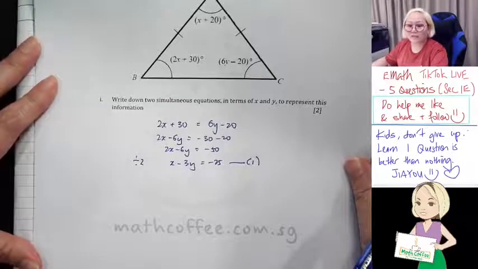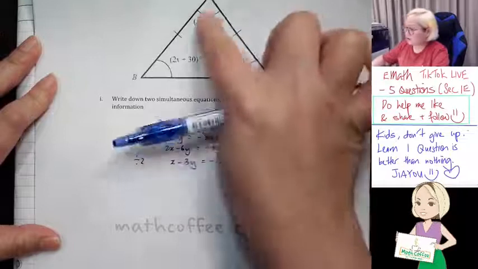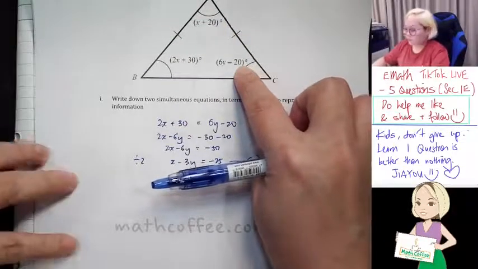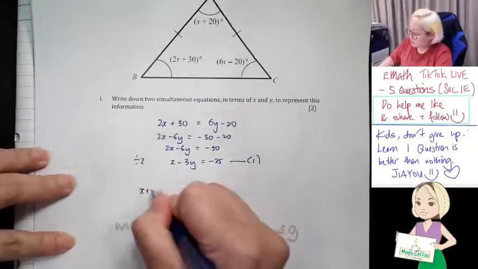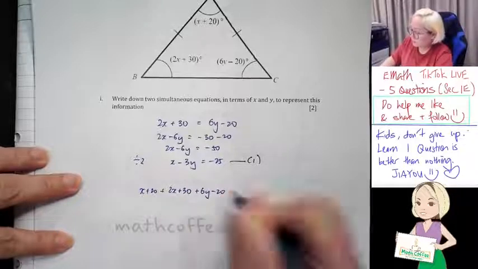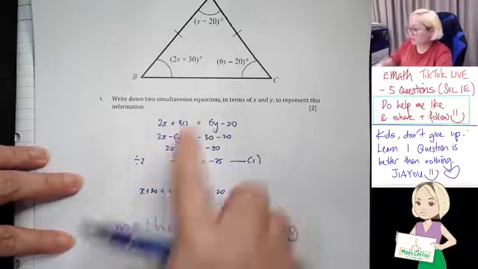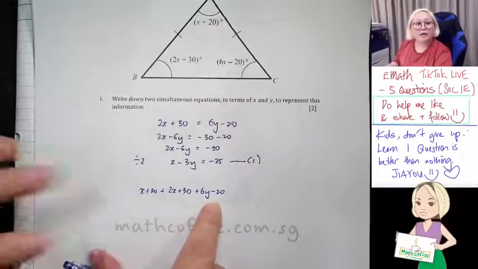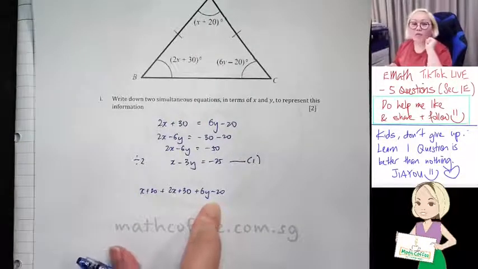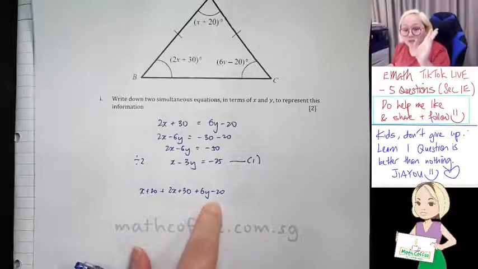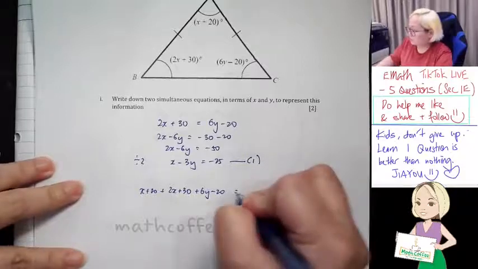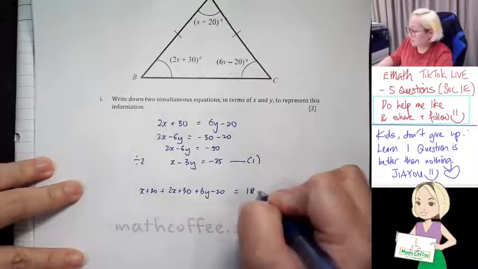Yes, sum of angles in a triangle. Well done. So all these three angles add up together to give us 180 degrees. So you will say x plus 20 plus 2x plus 30 plus 6y minus 20. Maybe some students ask me, why did you never put a bracket? When you are adding expressions, it doesn't matter whether you put a bracket or not. Only when you are doing subtraction do you have to put the bracket. So these three angles add up to give me 180.